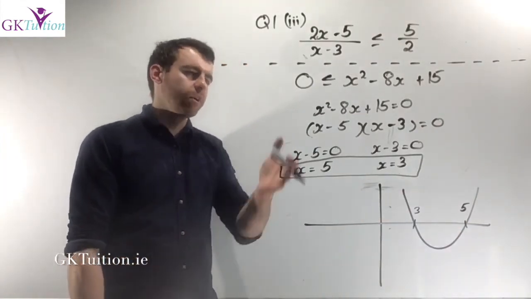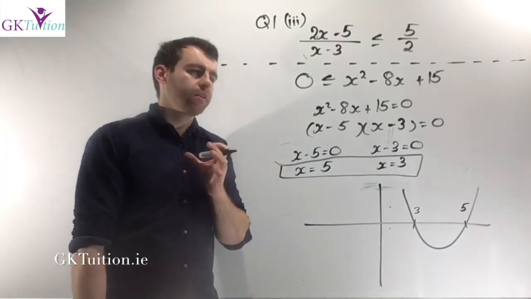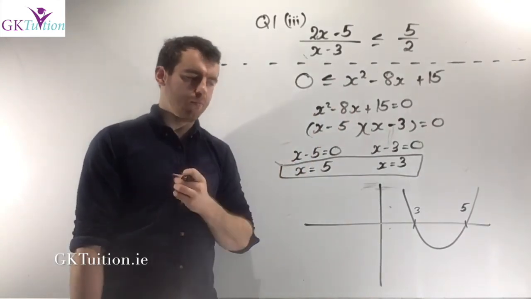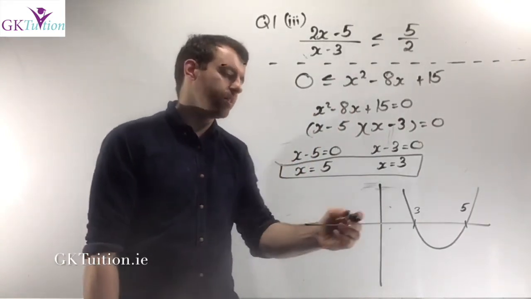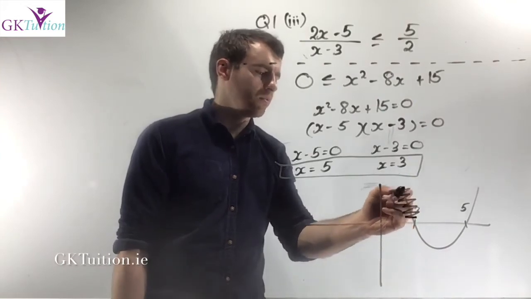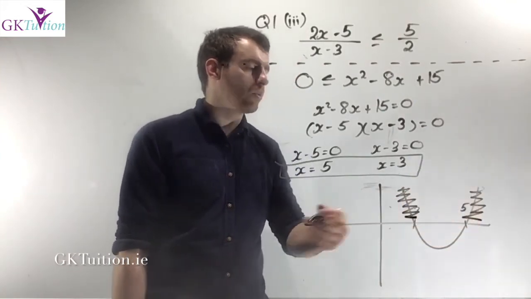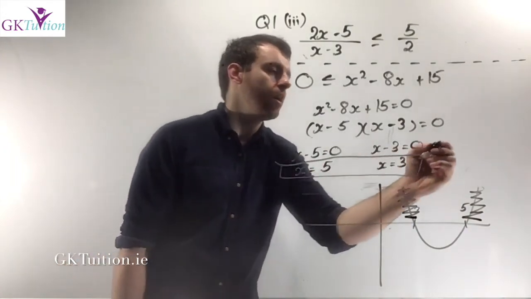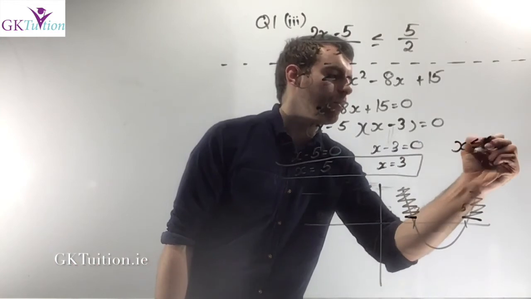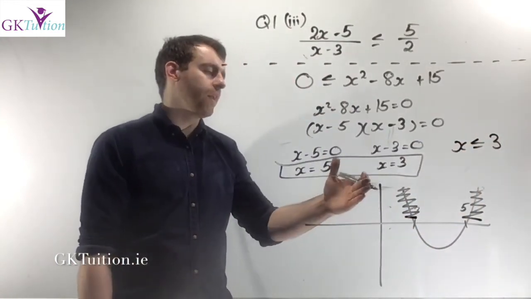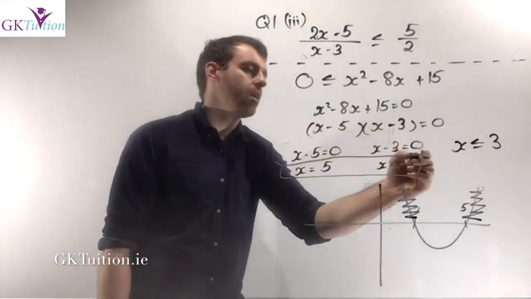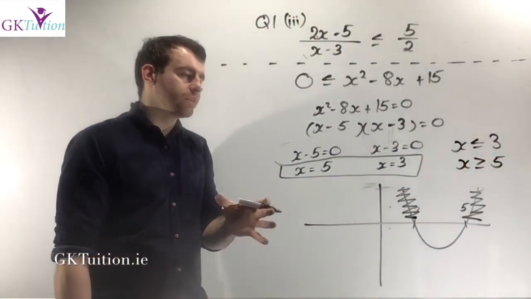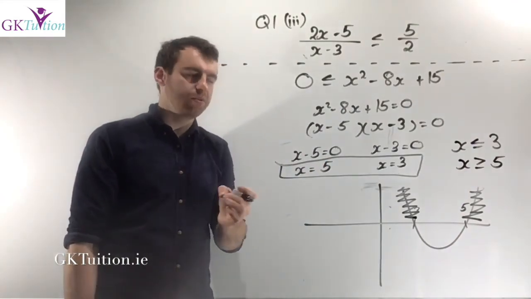So now that I've sketched my graph, I'll look back at my inequality. This line reads as when is the quadratic greater than or equal to 0? The quadratic is greater than or equal to 0 when it's above the x-axis, or in other words, when it's to the left of 3 or to the right of 5. If I'm talking about x values that are to the left of 3, I'm talking about x values less than or equal to 3. And if I'm talking about values to the right of 5, I'm talking about x values greater than or equal to 5. However, notice that it's two separate regions, so it has to be two separate answers.